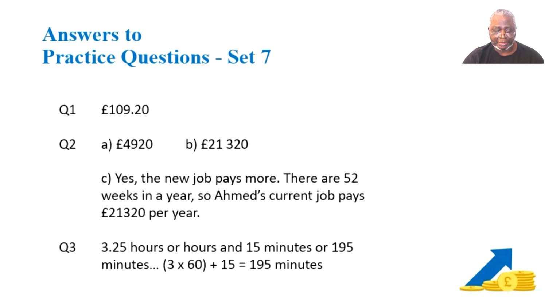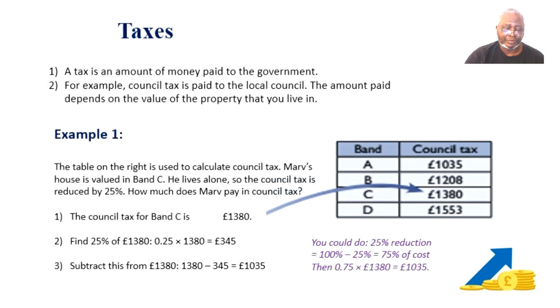And that is your explanation. Question 3, 3.25 hours. And in hours, that is 3 hours and 15 minutes, or 195 minutes. 3 times 60 plus 15, which is 195 minutes. Let's look at taxes now.